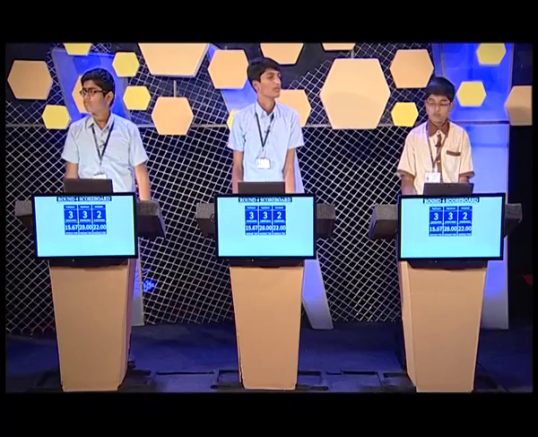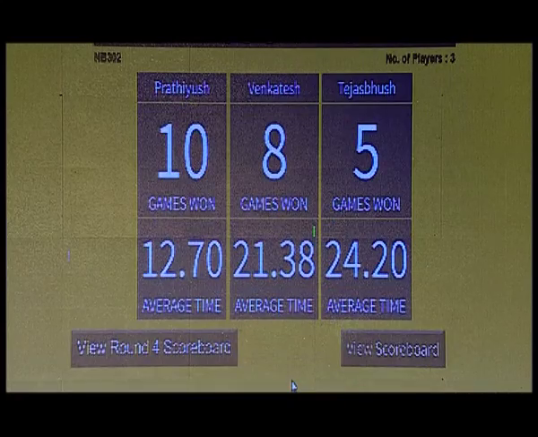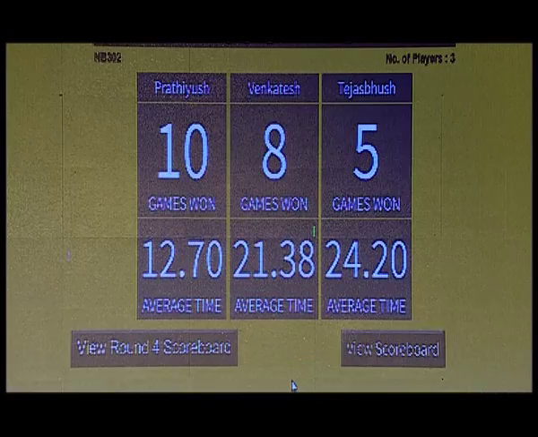And that means the individual who qualifies to the mega final is Pratyush with 10 games won. Very, very well done. Venkatesh, 8 games won. Well done to you too. And Tejas, I set you a target of 5. You achieved that target of 5. Congratulations. Well done on that.